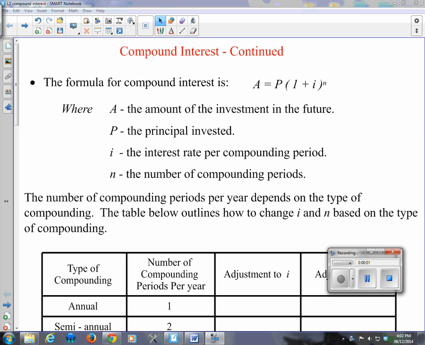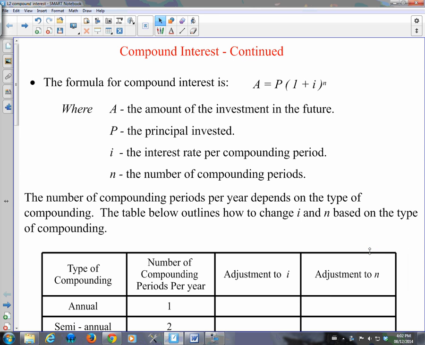Welcome to Unit 5, Lesson 2, Compound Interest Continued. We started talking about compound interest in the last unit, and it meant you took the interest, added it to the principal, and compounded the interest and the principal together to earn more interest.